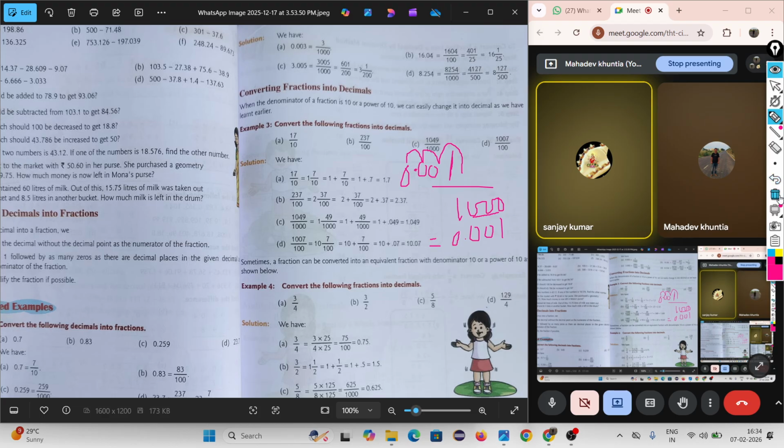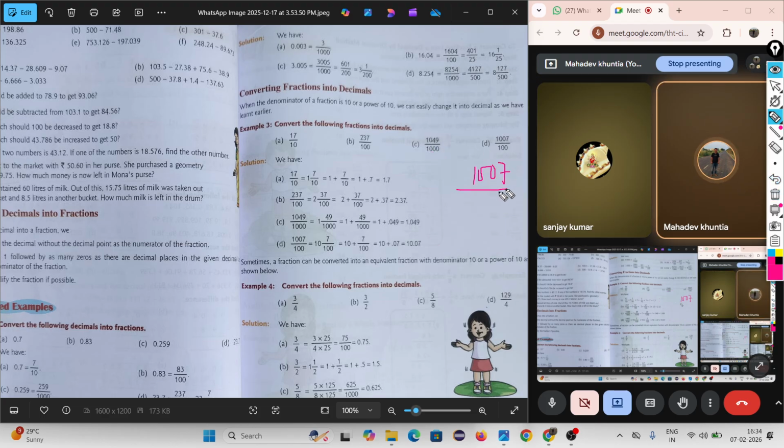Okay. Then 1007 upon 100. Convert it into decimal.